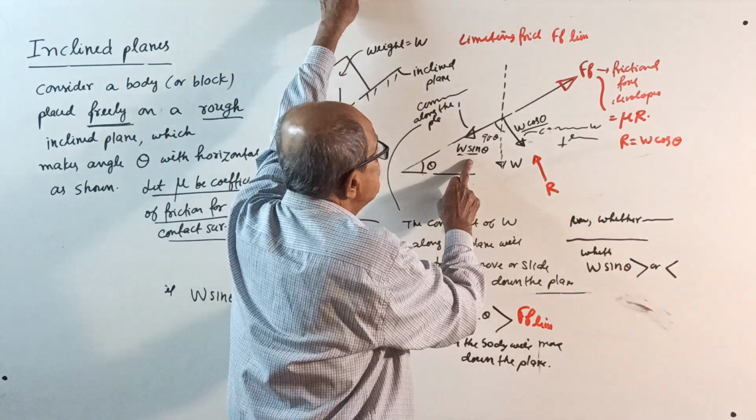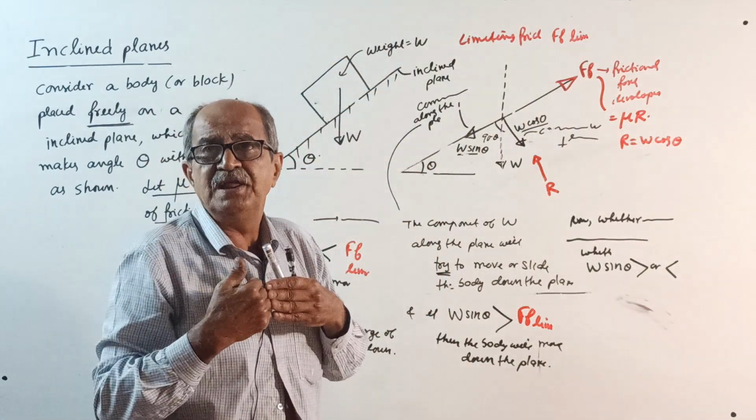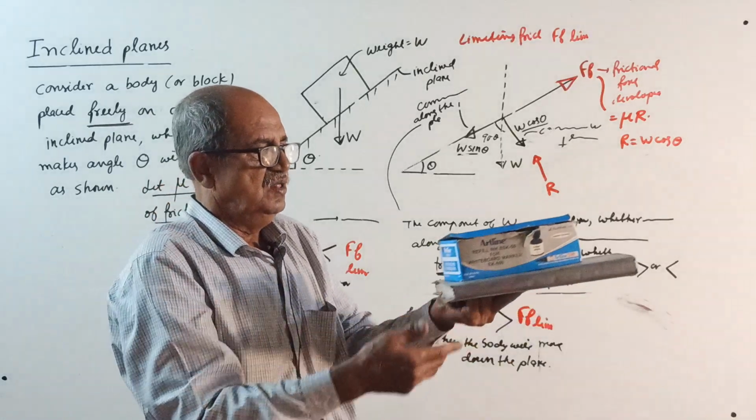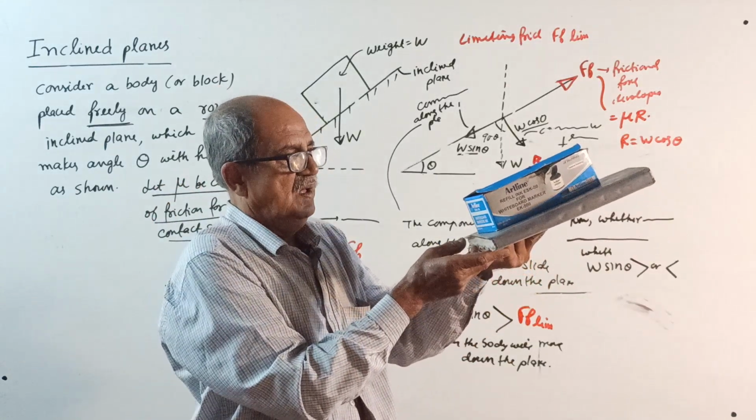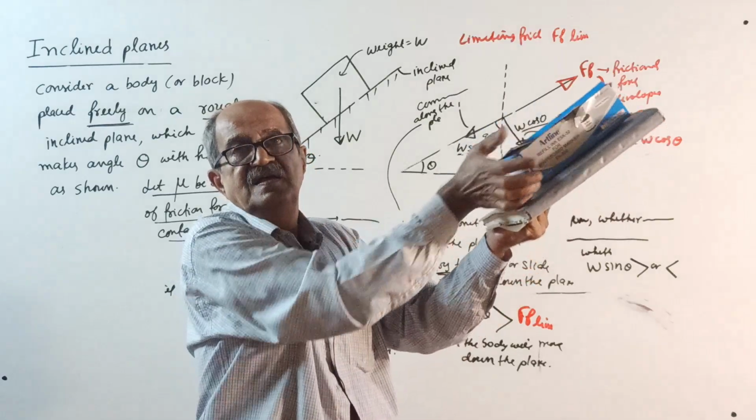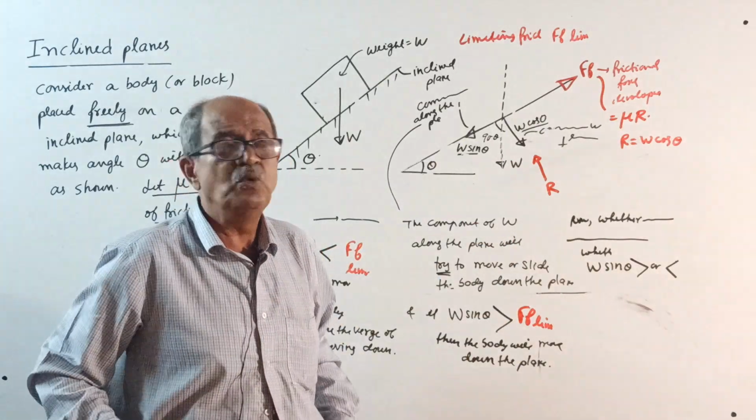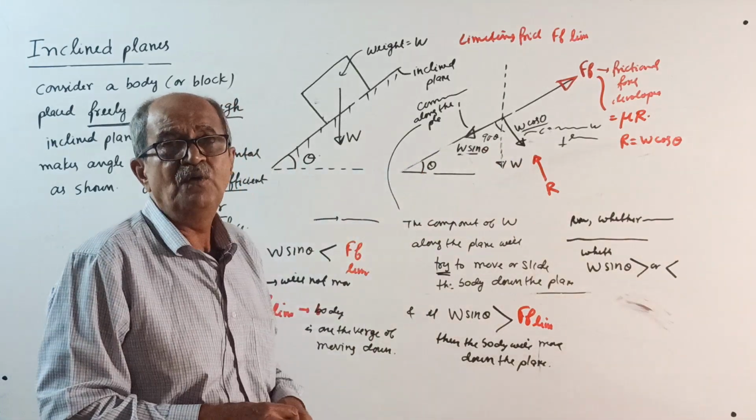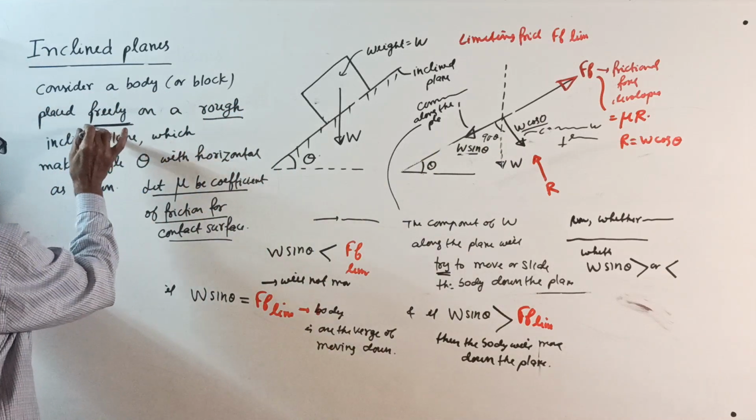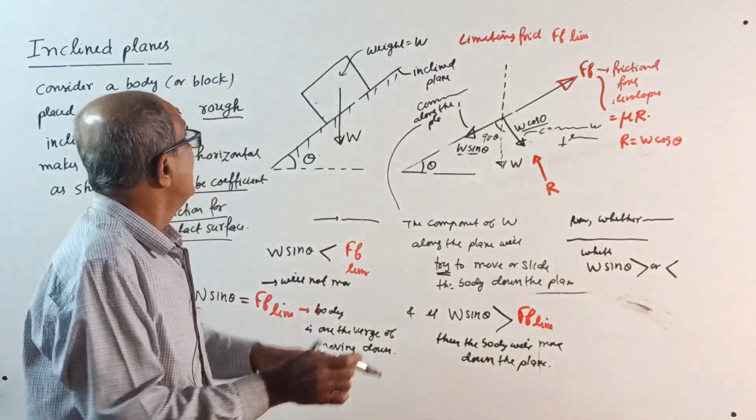Whereas if W sin theta is more than the limiting frictional force, meaning the component is more, that is a steeper angle. Then the body will start coming down or move down. Therefore, this is the basic part of the simple theory. But remember, all these hold when it is freely placed. Very, very important.